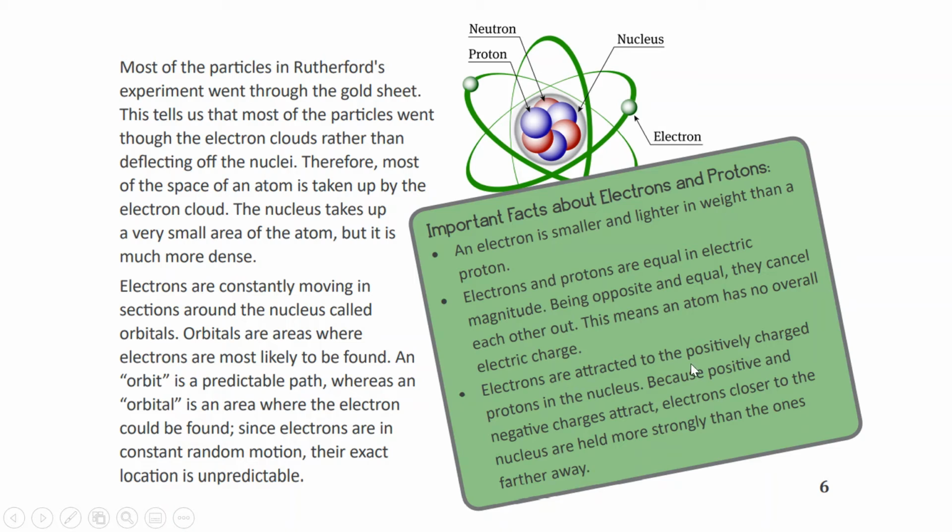Electrons are attracted to the positively charged protons in the nucleus. Because positive and negative charges attract, electrons closer to the nucleus are held more strongly than the ones farther away. Neutron, proton, nucleus, electron.